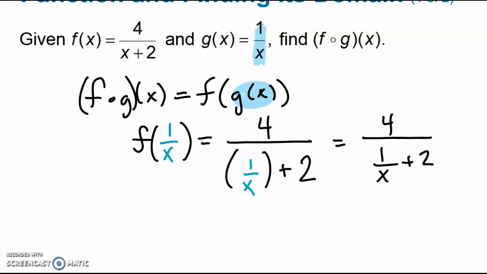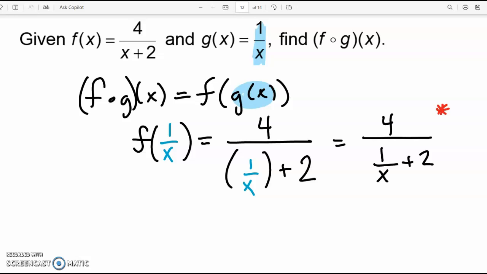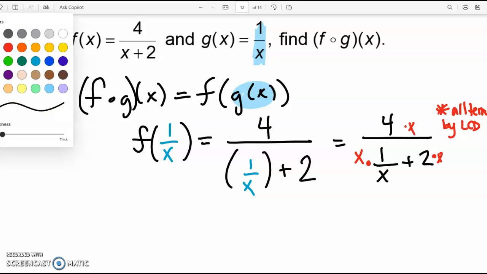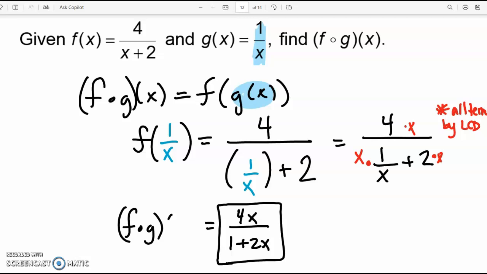Now this is a complex fraction. The reason it's called a complex fraction is because you have a fraction within a fraction. In order to simplify this complex fraction, what you're going to do is multiply all terms by the least common denominator. We have one denominator here, it's x. So if I multiply all terms by x, it's going to simplify that fraction. And I'll end up with 4x over 1 plus 2x. And this now is that complex fraction simplified. This is f composite g of x.